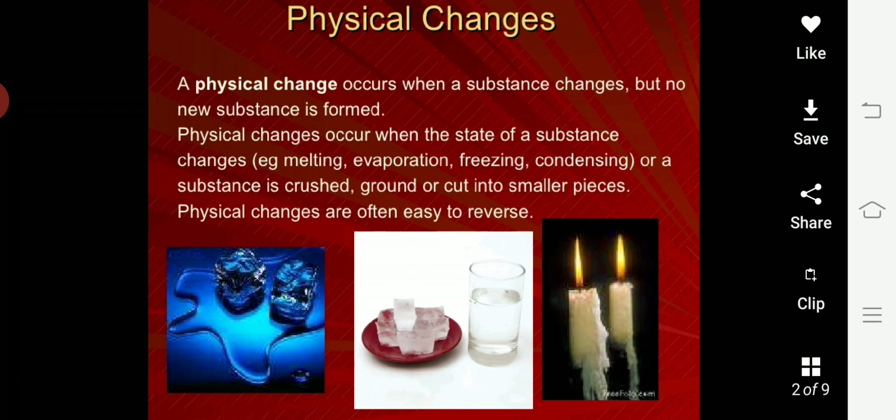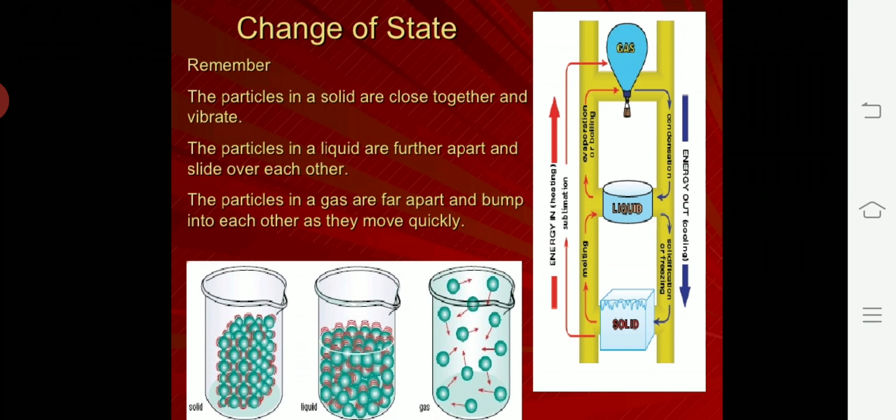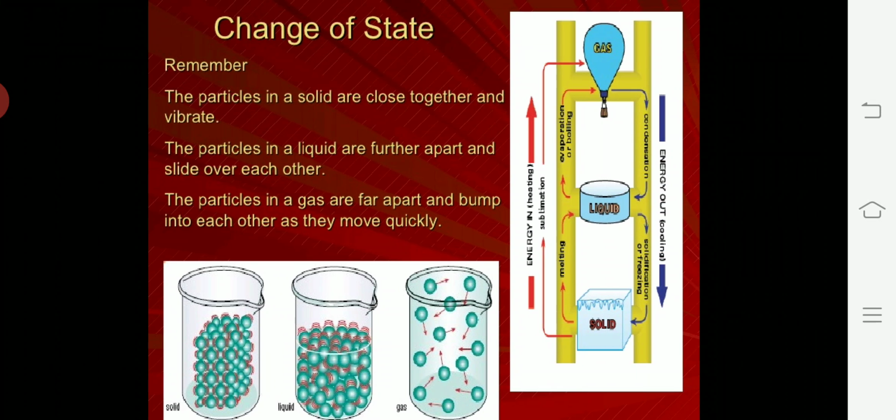Many changes are there, but there's a question: what happens when milk converts into curd? Curd means dahi. When milk converts into curd, it's a kind of chemical change, because in this change a new substance is formed. So next is the definition of chemical changes, but before going to that, I am explaining further about this.